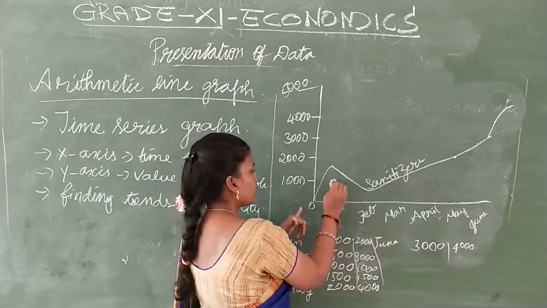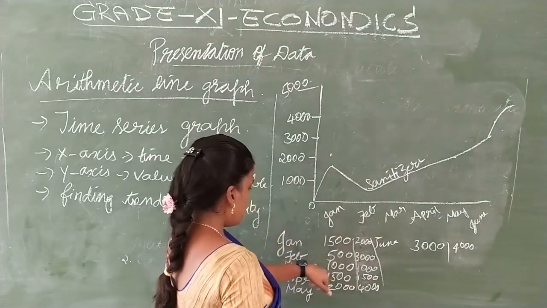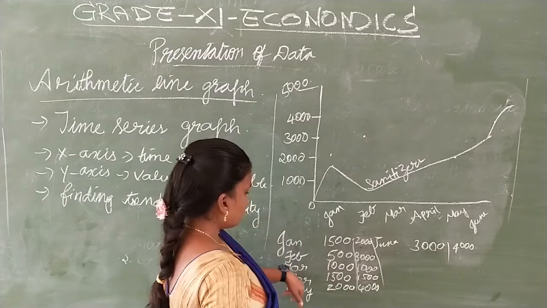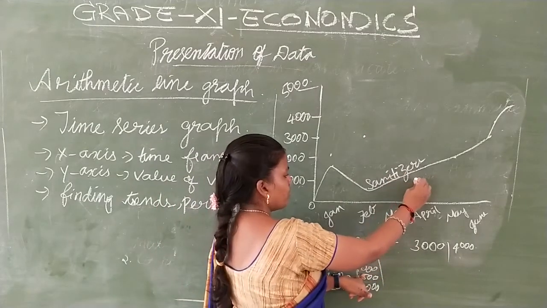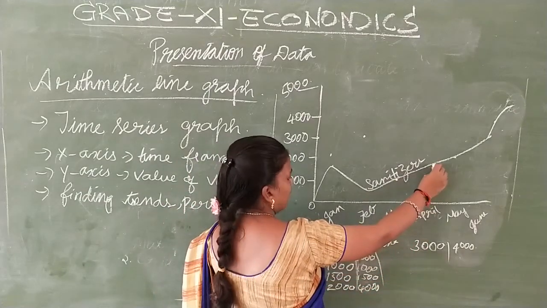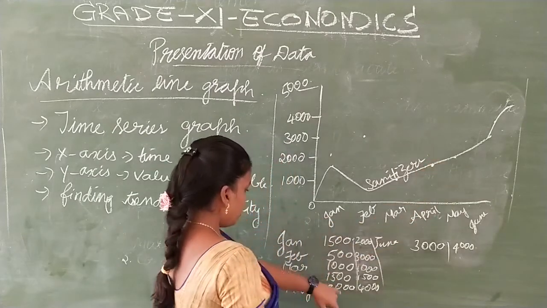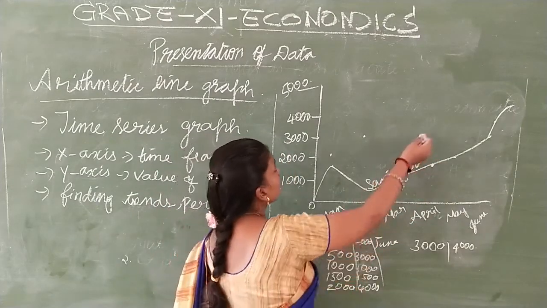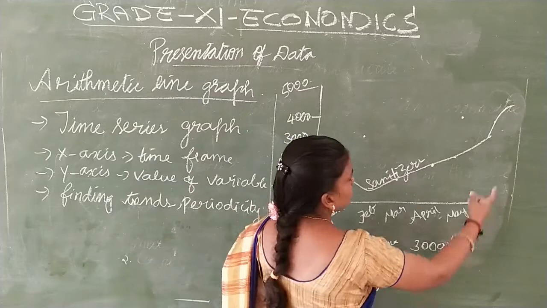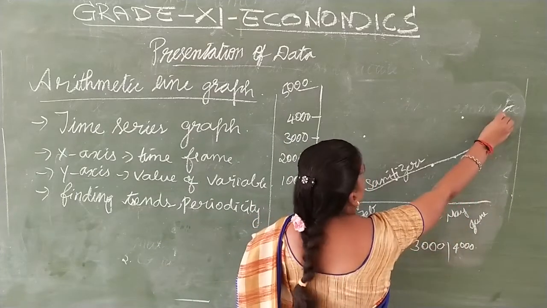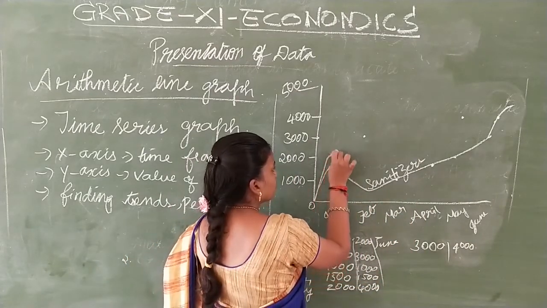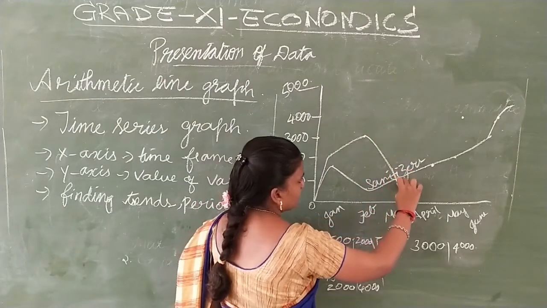So Jan 2000, we are going to mark it here. Then Feb 3000, we are going to mark it here. Then March we have 1000, so again we mark it here. Then April 1500, we mark it here. Then May it was 4000, so we are marking it here. And then June it was again 4000, marking it here. So what are you going to do? You are going to draw another curve.